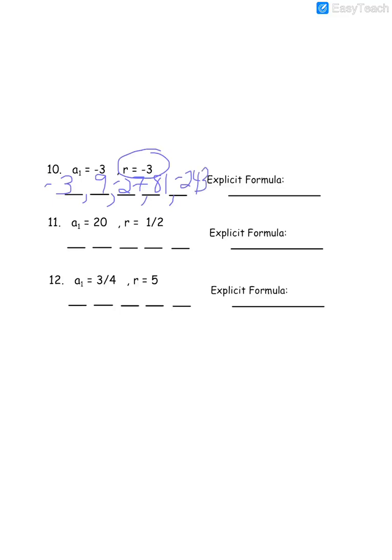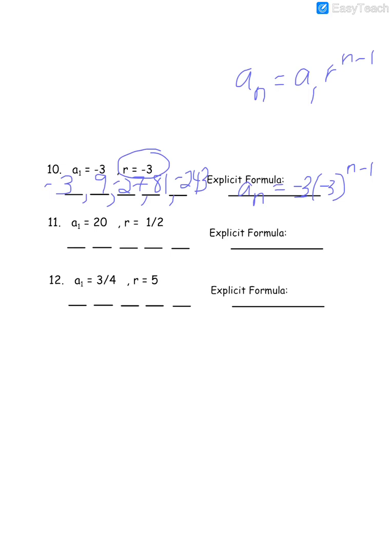Please use your calculator to help you get those terms. So the formula, in case you forgot from the prior page, is a sub n equals a sub 1 times r to the n minus 1 power. So I'm going to do that. A sub n equals, the first term is negative 3. My r is negative 3. Make sure you put that in parentheses, to the n minus 1 power.